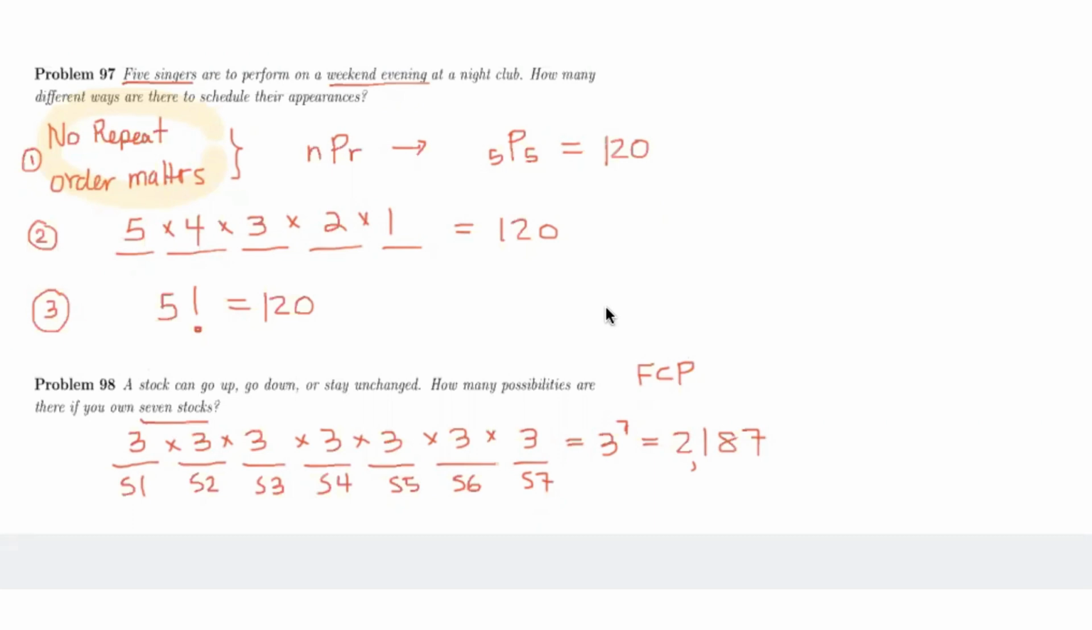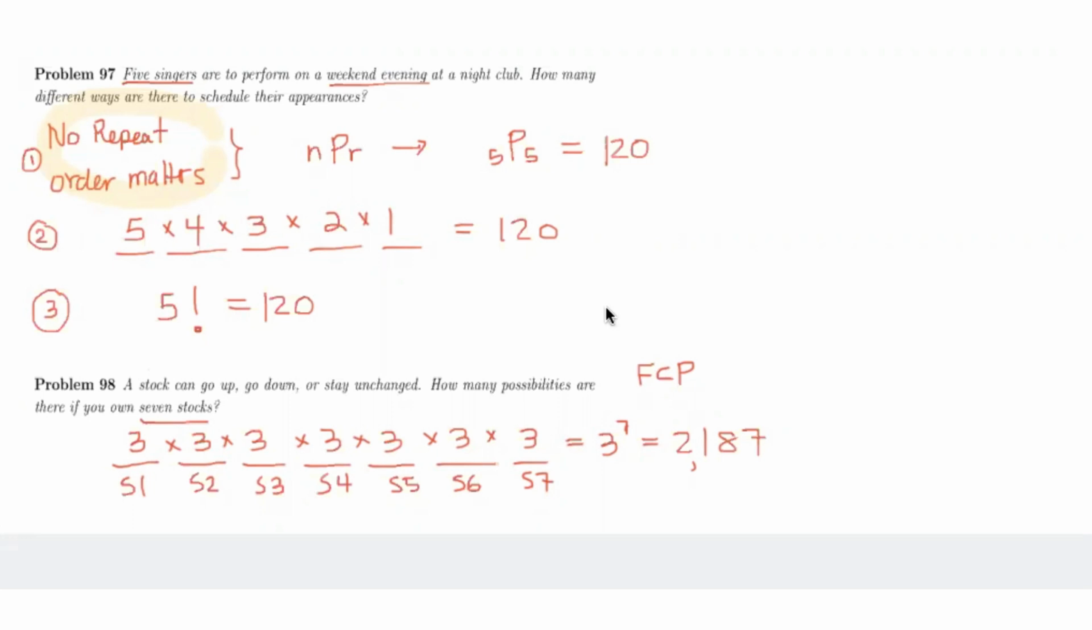There are 7 independent stocks. So stock number 1, let's say that's Apple stock, could go up. Stock number 2, let's say Facebook, okay, maybe goes down or maybe stays unchanged. You know what I mean? So it does have all different groups. So this is the fundamental counting principle.